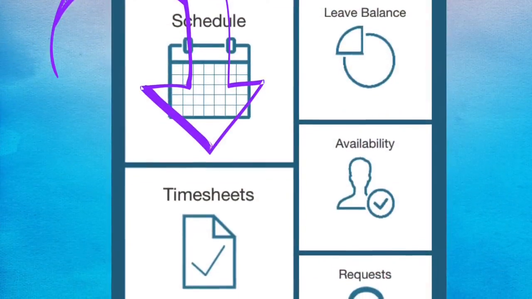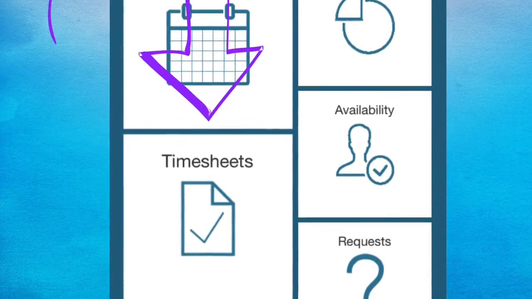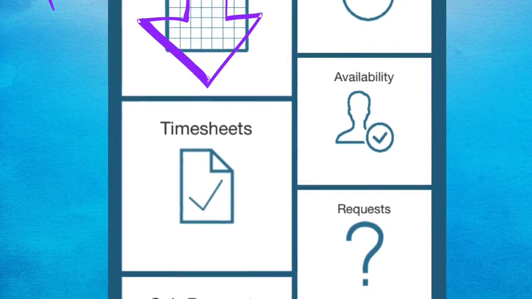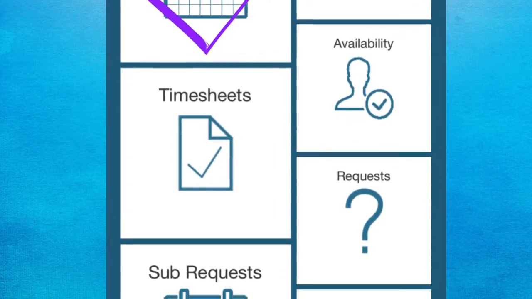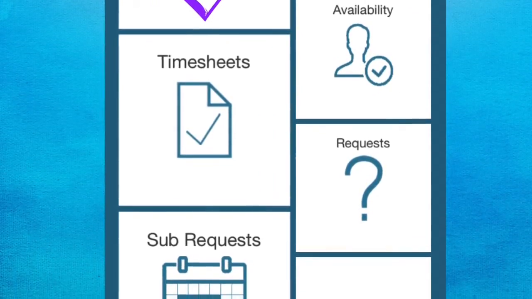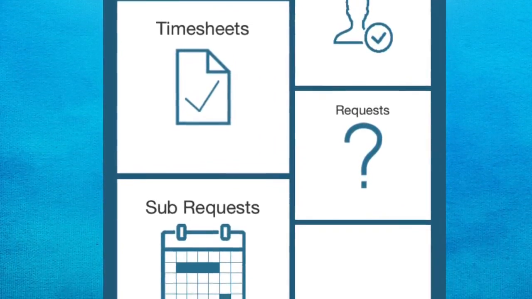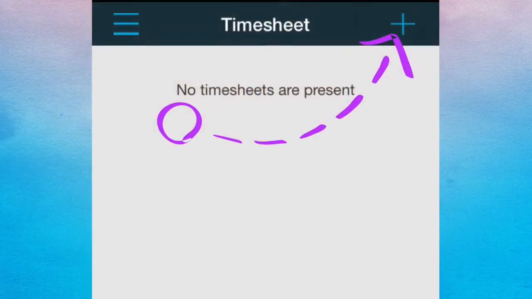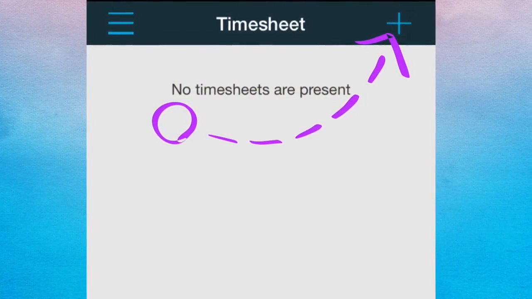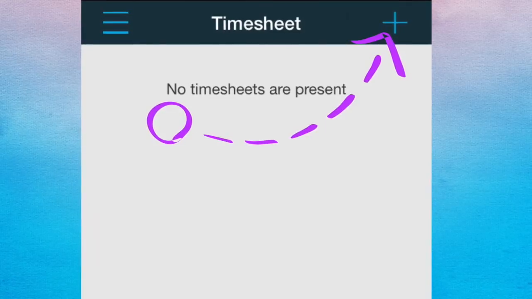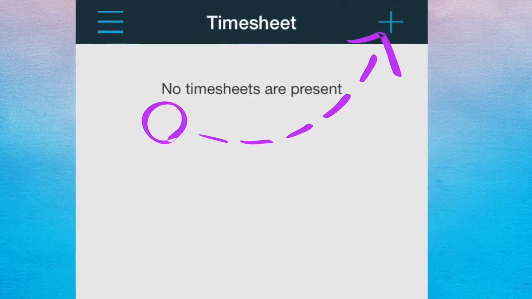So let's start with the app. Once you've logged in, this is the home screen, also referred to as the dashboard. It'll give you access to your availability, your current schedule, and your timesheets. So let's start there. In the upper right-hand corner, you'll see a plus sign. If you tap it, it'll take you to the screen where you can start logging your time.